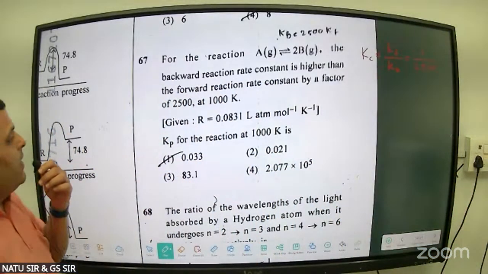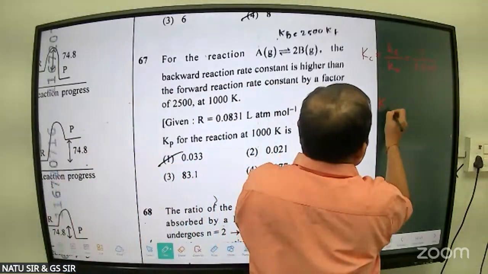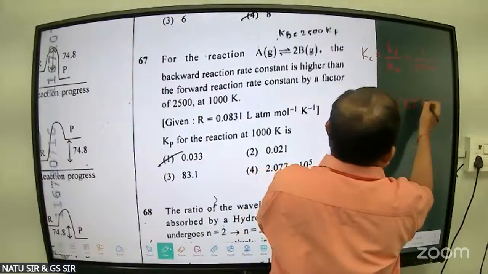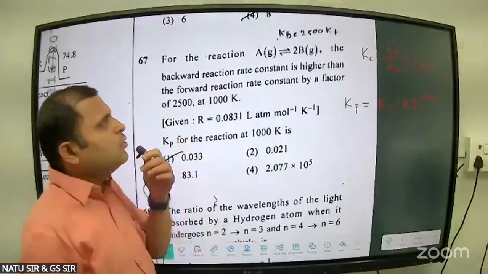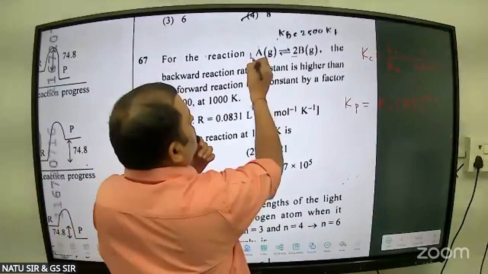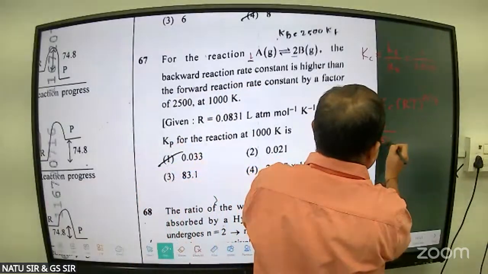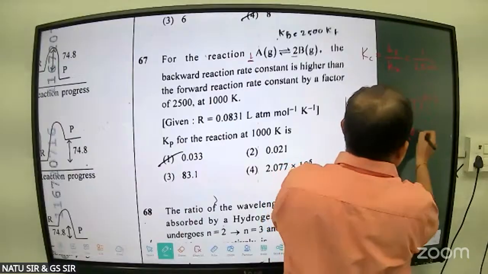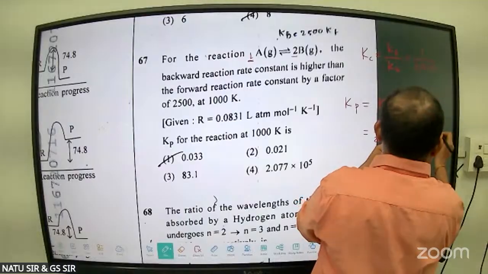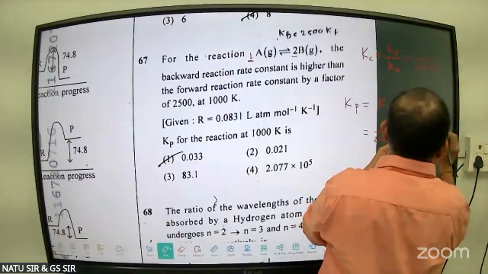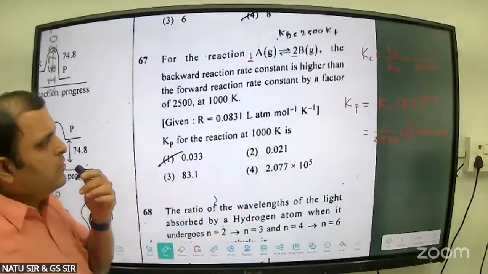Now they are asking what? Kp. So now typical relation Kp is equal to what? Kc into RT raised to delta Ag. Now this is simple reaction for which delta Ag is what? 2 minus 1, right? So this will become 1 by 2500 into R of 0.08 into temperature is 1000 Kelvin and raised to delta Ag is 1. Right, so calculation is also very simple, not very complicated.